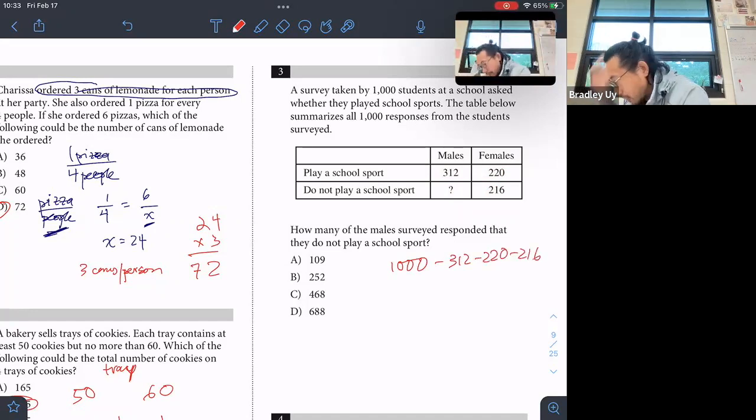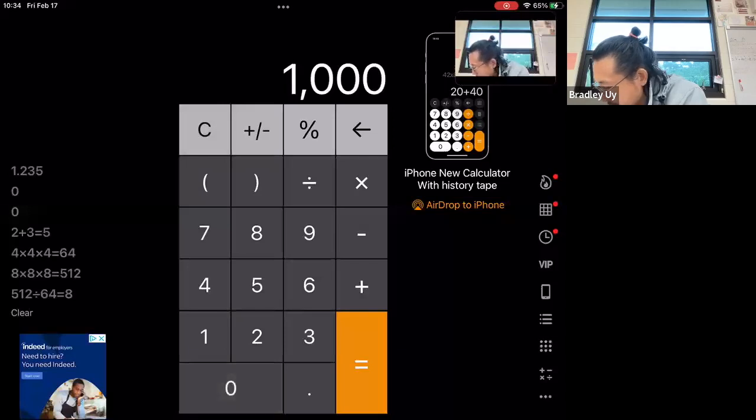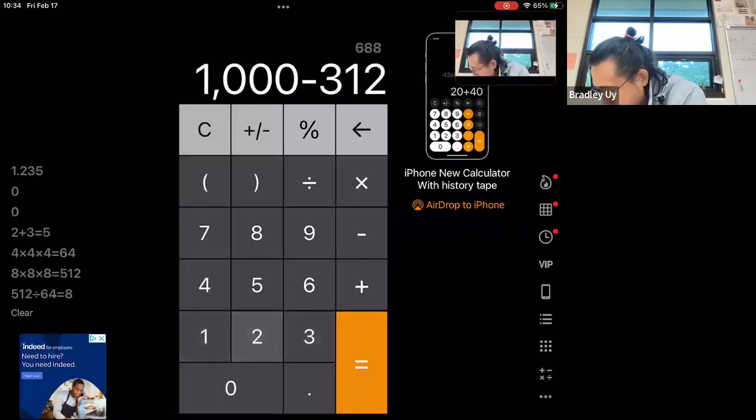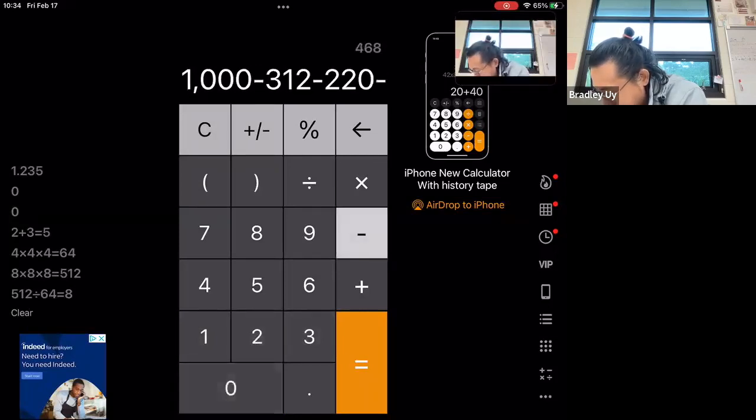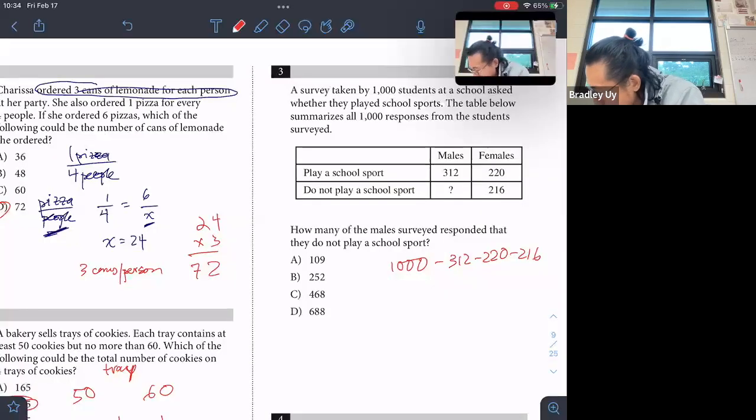See if I can remember those when I switch to my calculator. Let me jot these down: 312, 220, 216. Okay, so you're going to grab your calculator, and you have that should represent the entire 1,000 students of the student body. Minus 312 minus 220 minus 216, and you get an answer of 252. And that leads you to answer choice B, which is the correct answer. Basically, the understanding is that all of the numbers in these boxes should add up to the 1,000 students who are in the school who were surveyed.